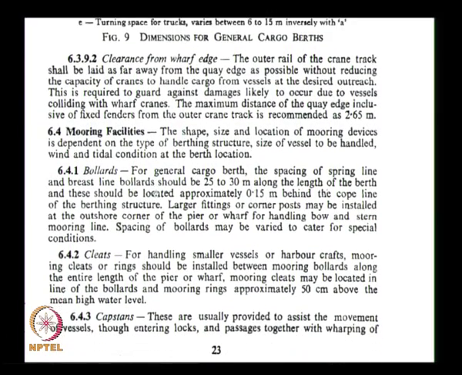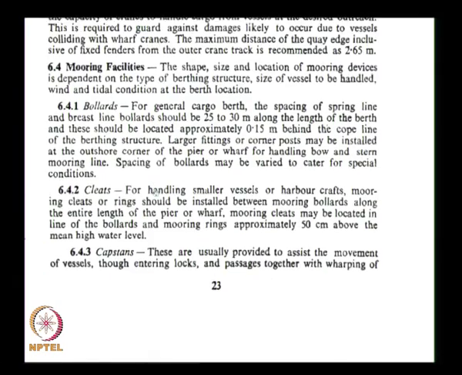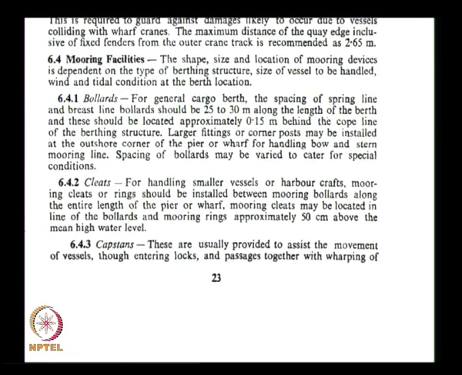The other things are about the mooring facilities. We have 3 mooring facilities that are described here. One is the bollard, another is the cleat, the third one is a capstan. We should know what should be the spacing of the bollard, that is at every 25 to 30 meters along the length of the berth, and this should be located approximately 0.15 meter behind the cope line of the berthing structure. Cope line means the face of the berth, so it should be located very close to the berth, about 0.15 meter. The spacing of bollard is about 25 to 30 meters.